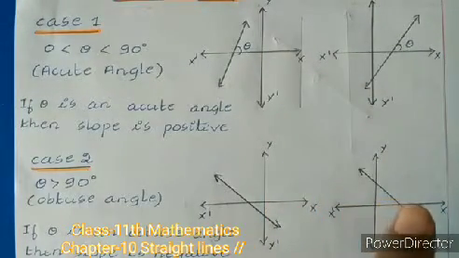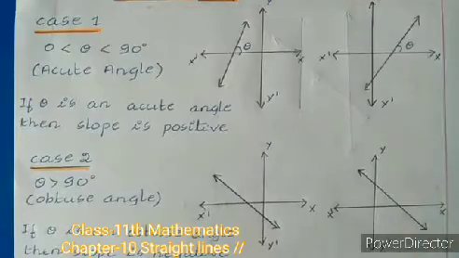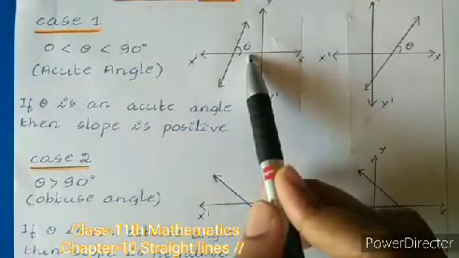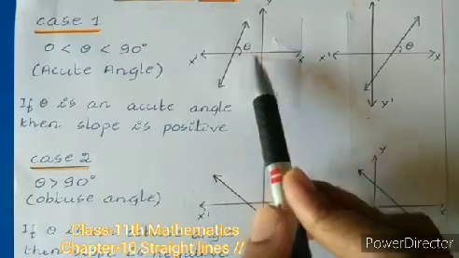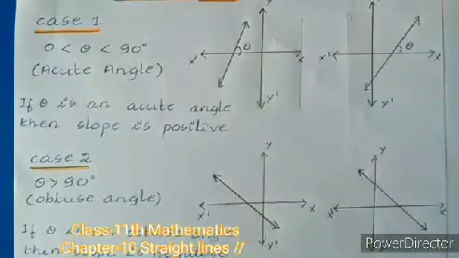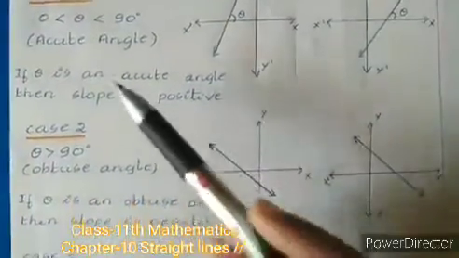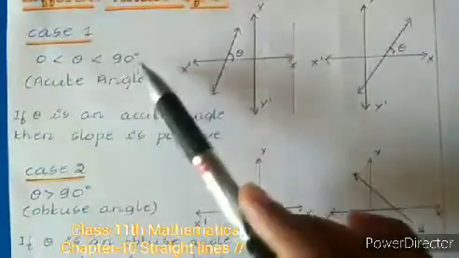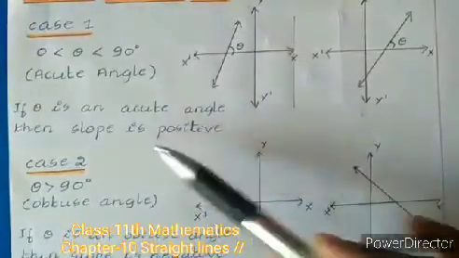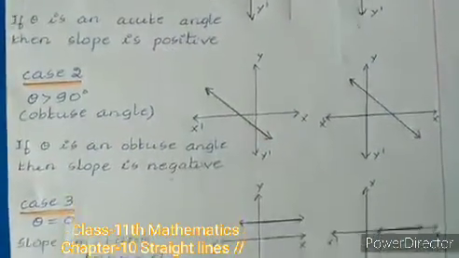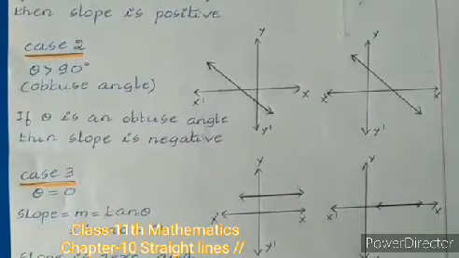positive. So slope cannot be negative, because slope means it is the tangent of theta, tangent of this angle, and tan theta for 0 to 90 degree, in the first quadrant, is always positive. So that's why if the theta value is in between 0 to 90 degree, then we can say that the slope is positive.